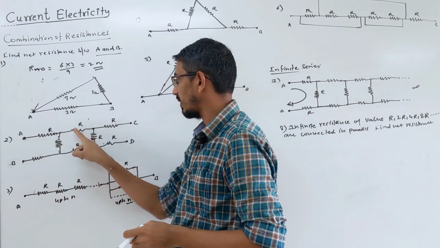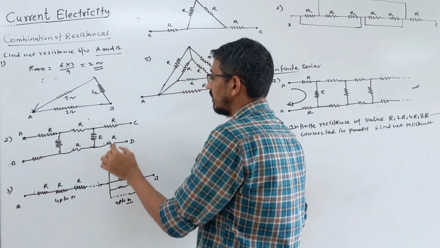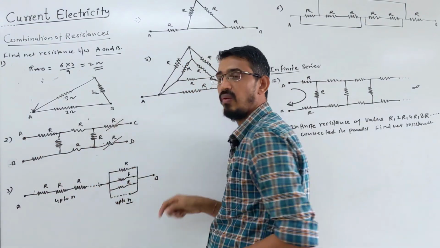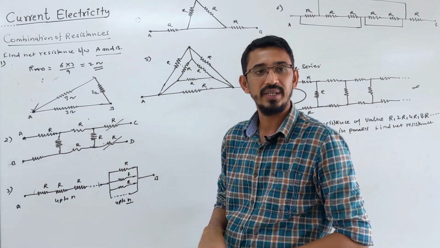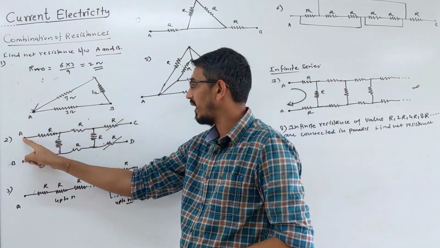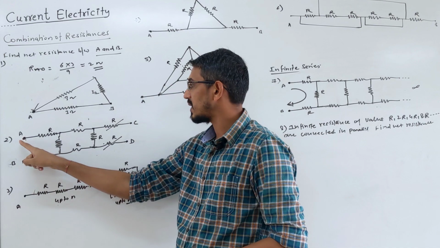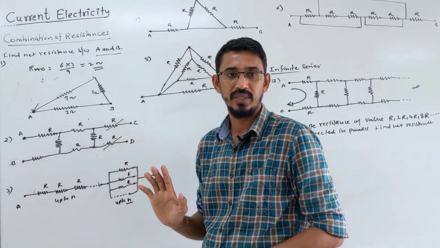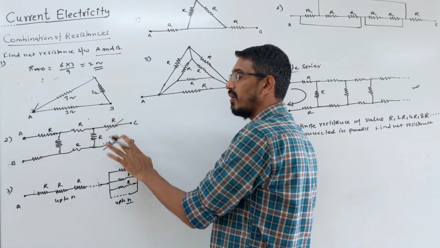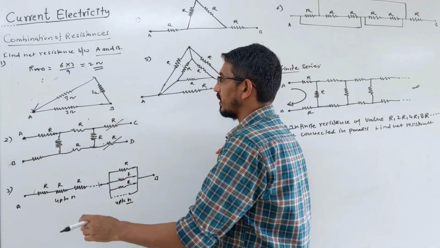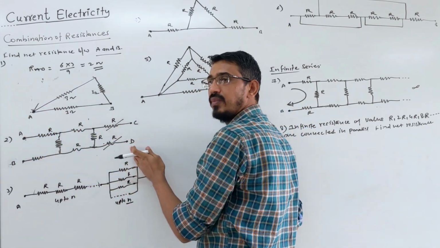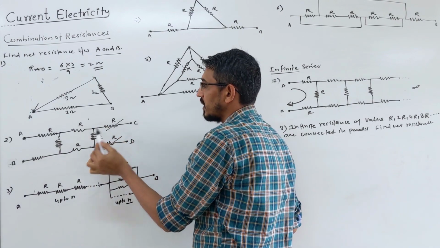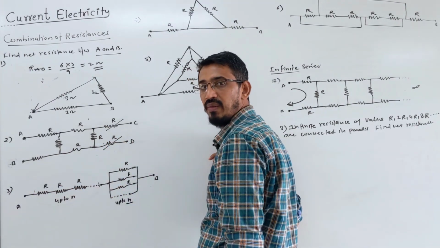Current starts from here and goes toward B. So in these two resistances, no current will flow because these are open circuit. We are finding between A and B. Current starts from A and goes to B, so no current can flow in these two resistances because they are open circuit, right? So we will forget them. Suppose I am asking between A and D, then no current flows through this resistance and that resistance, keep in mind they will be open circuit.